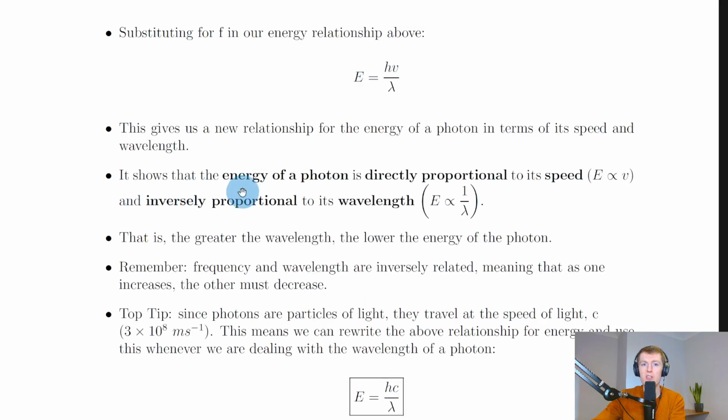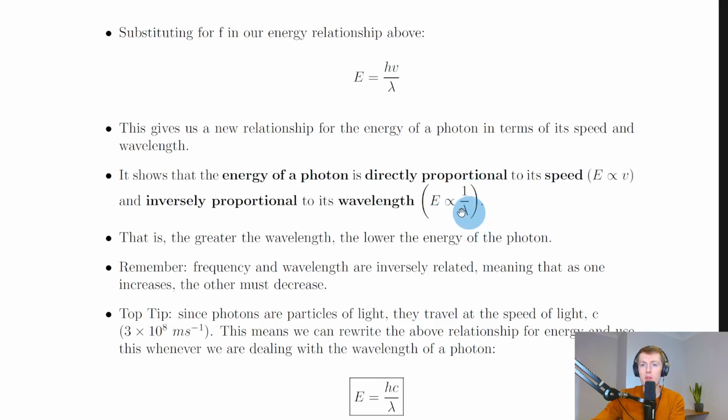It says that this shows that the energy of a photon is directly proportional to its speed and inversely proportional to its wavelength. We can see that from this equation, because if we think about the speed first of all, it's on the numerator of this fraction, so we can say E is directly proportional to v because it's on the top. And if we think about the wavelength this time, you'll see it's on the denominator of the fraction, which is the same as thinking about 1 over lambda. So we could say that E is directly proportional to 1 over the wavelength.